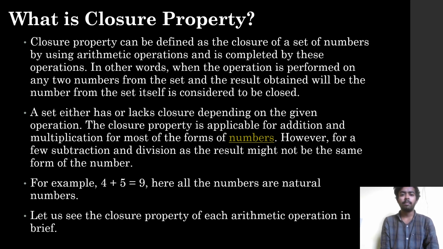The closure property is applicable for addition and multiplication for most forms of numbers. However, it is not for a few cases of subtraction and division, as the result might not be the same form of number. For example, 4 plus 5 equals 9. Here, all the numbers are natural numbers. Let us see the closure property of each arithmetic operation in brief.